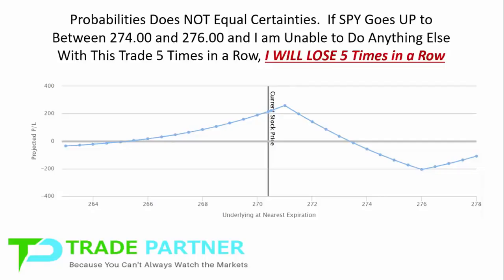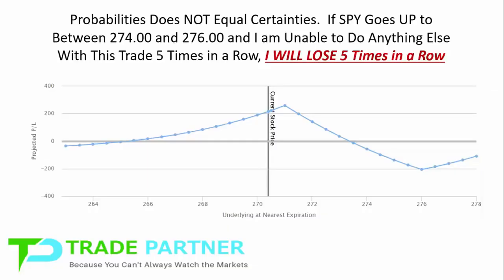And so while the mathematical probabilities of this trade are in my favor, if I place this trade on 5 times, and 5 times the market moves up into that area of where you see the loss, then I will lose 5 times in a row on this type of trade if I'm unable to do anything else on it. And when people see that, they go off and start saying, oh, well, it doesn't work. It's probabilities. And sometimes probabilities, guess what?